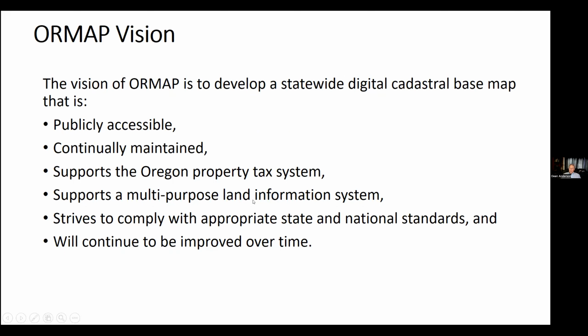The vision for ORMAP, again, it's publicly accessible, continuously maintained. Primarily, this is done to support the property tax system. So it does become a property map of Oregon, but really its primary purpose is to support the assessors. In Oregon, the assessors maintain the tax lot map to support assessment, and then that gets used for lots of other things on top of it. And what we're trying to do is comply with state and national standards, and we want to improve it.